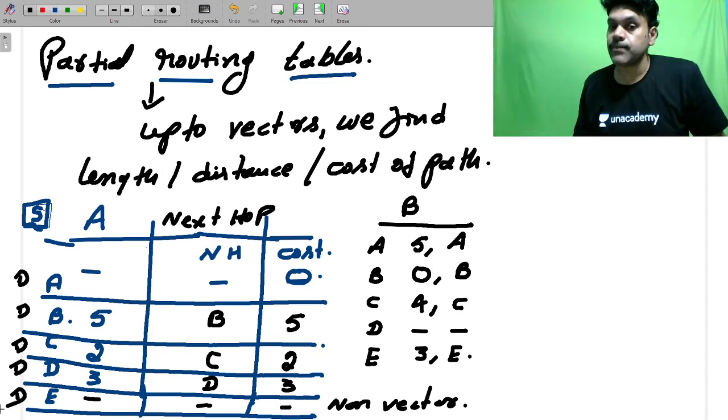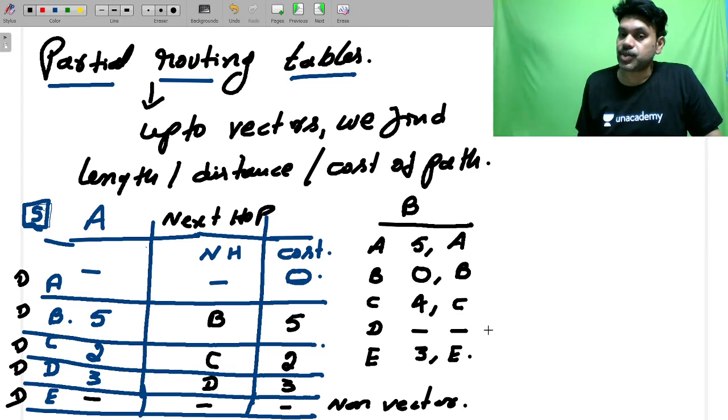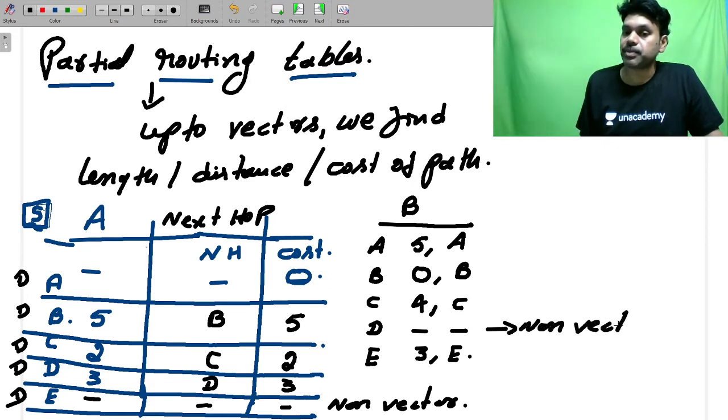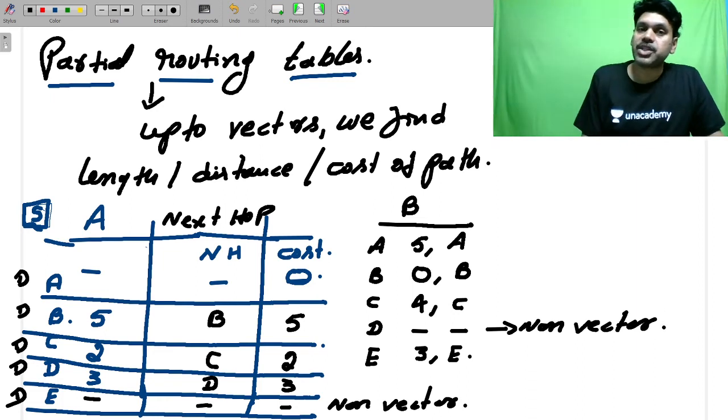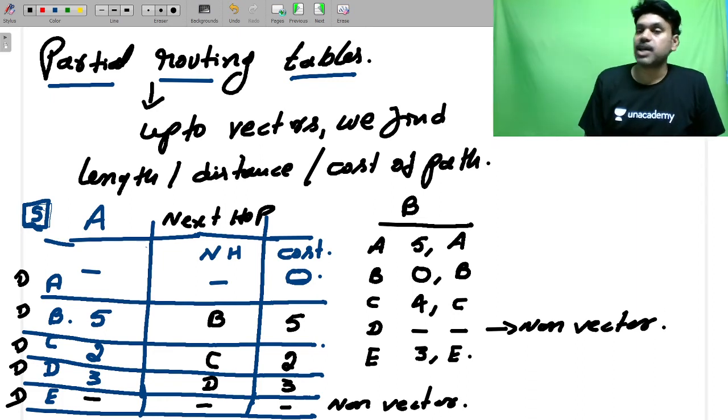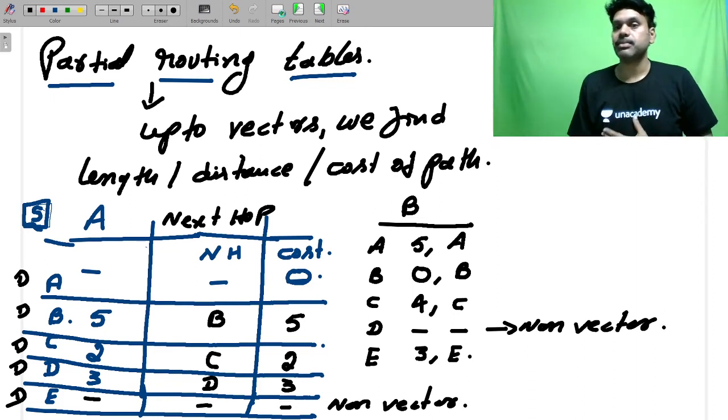Okay. Now listen. So this is your non-neighbor. I am unable to find its value. Next you find the C router. Partial routing table I am constructing.